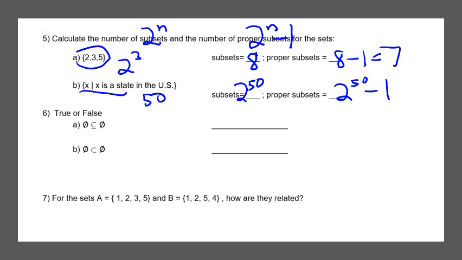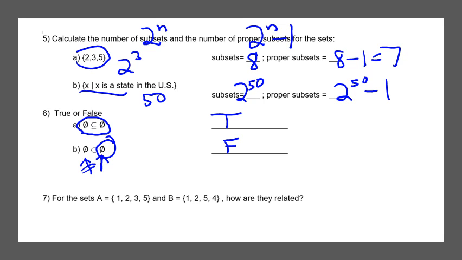Number 6. Are these true or false? The first one, it is saying the empty set is a subset of the empty set. The empty set is a subset of every set. B, is the empty set a proper subset? Well, this one's going to be false, because if you're going to be proper, there needs to be something over here that is not over there. That's not the case for the empty set. So the empty set is always a subset, but if it's going to be a proper subset, there's going to have to be something in the other set itself.